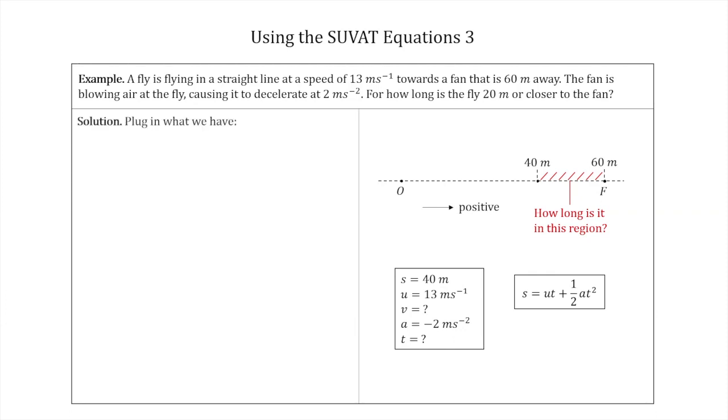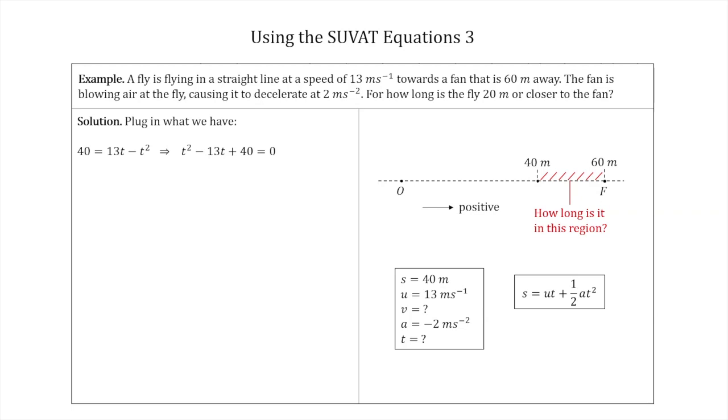So let's just plug into this equation what we already have. S is 40, that equals U times T, so that's 13T. I'm just reading these off my list. And then that's plus 1/2 times A, but if A is -2, then 1/2 times A is -1, and that's times T squared, so I just get -T squared. If I put everything on one side, I can see it's a quadratic equation, T squared minus 13T plus 40 equals 0.